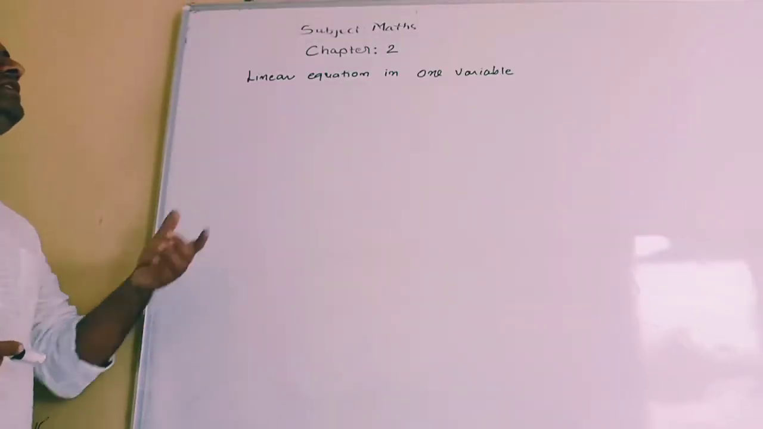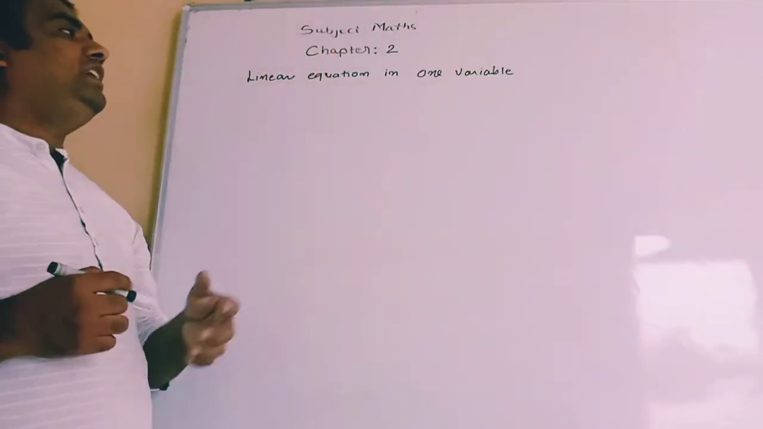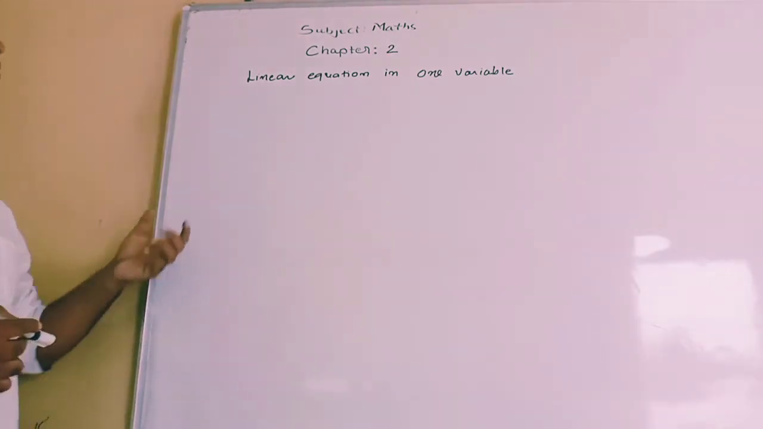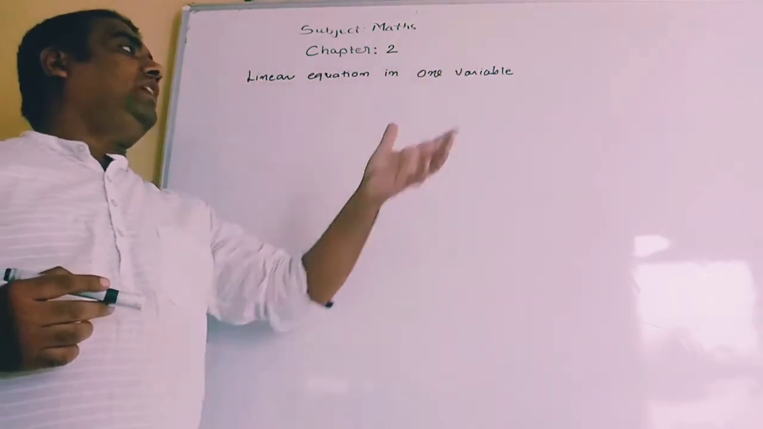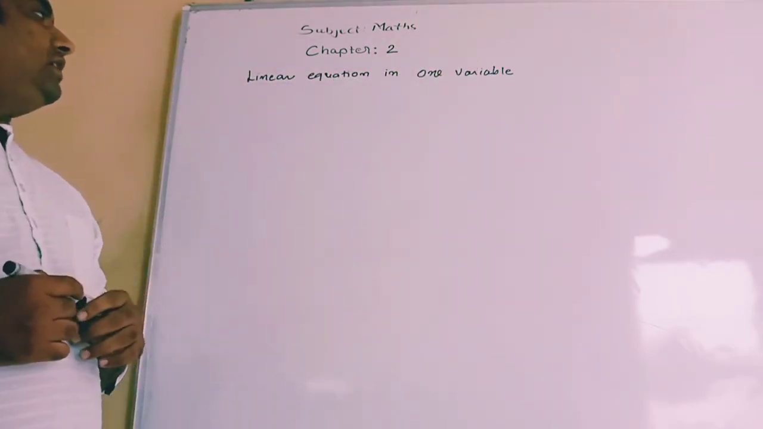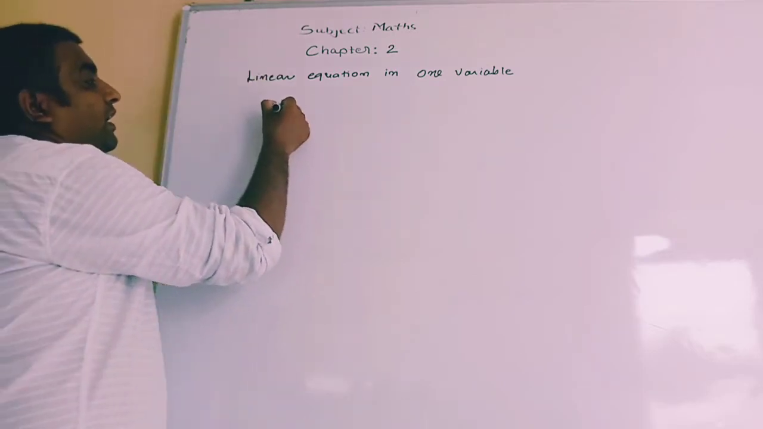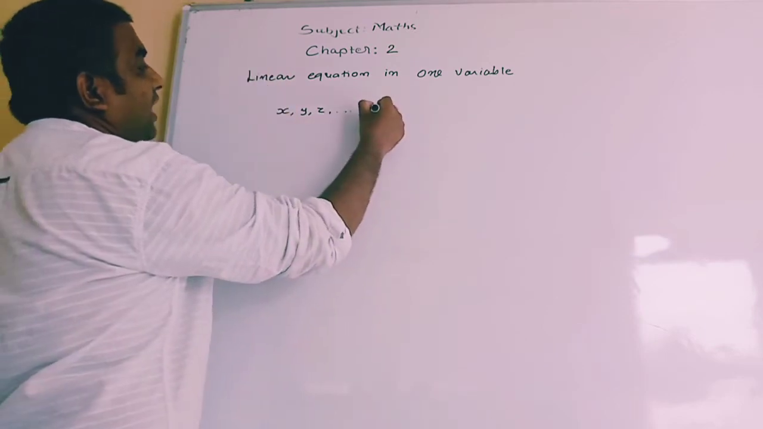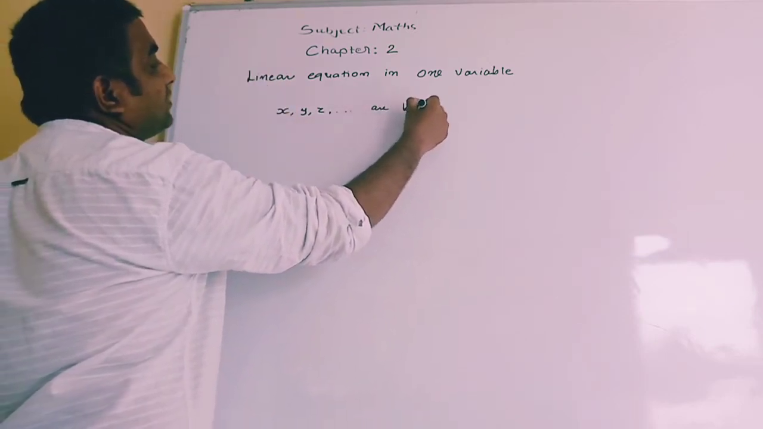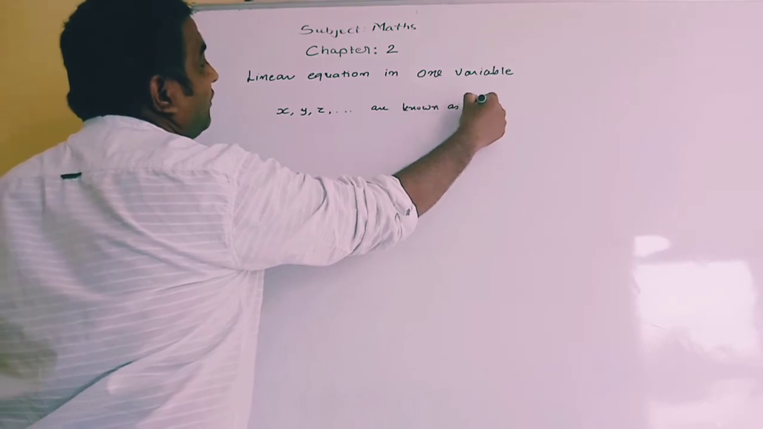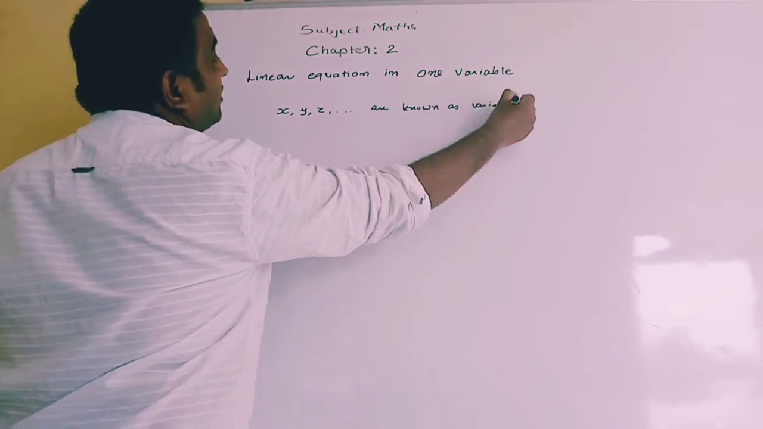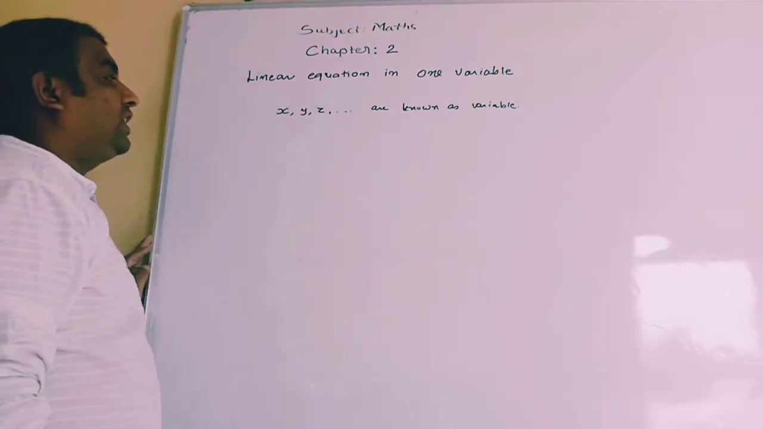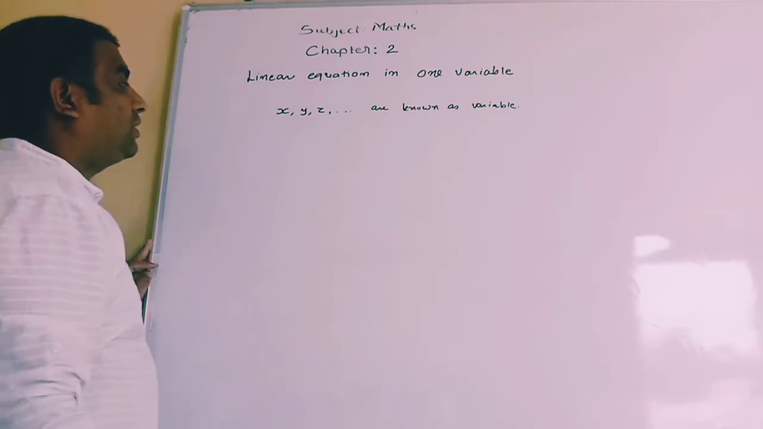Hello friends, today in subject math chapter 2 we will study linear equation in one variable. So first we will understand what is the linear equation in one variable. For that we know that x, y, z such letters we use are known as variable. These are unknown numbers which can take any values, and so unknown numbers are known as variable.